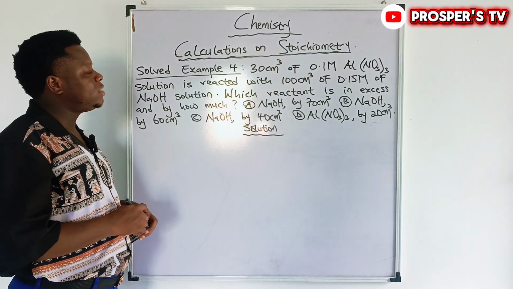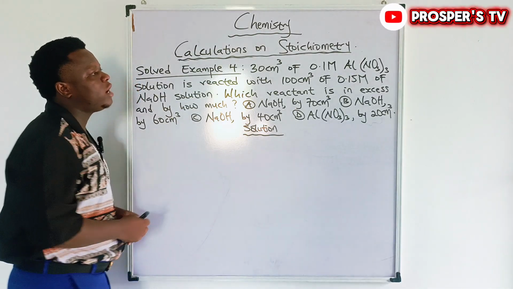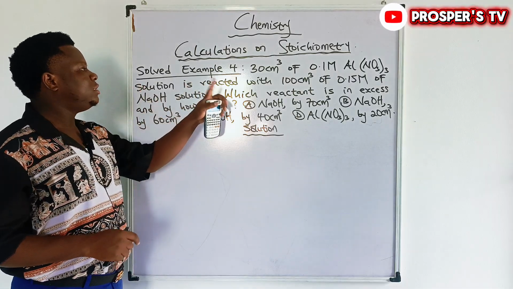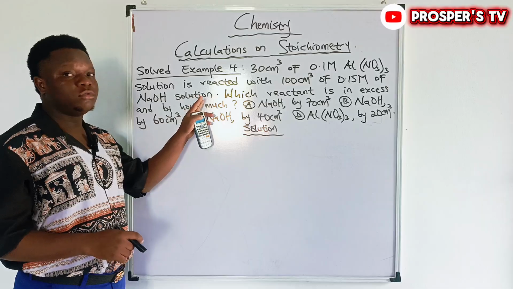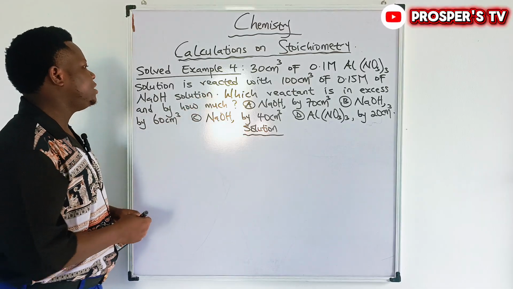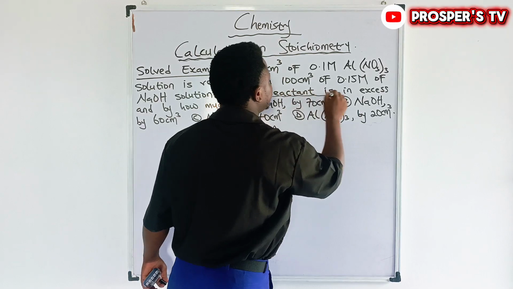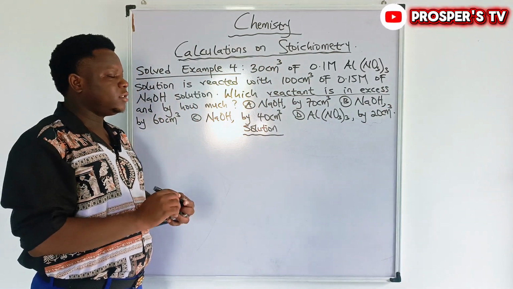All right, now let's look at this question together. It says 30 centimeter cube of 0.1 molar solution of aluminum nitrate is reacted with 100 centimeter cube of 0.15 molar solution of sodium hydroxide solution. Which reactant is in excess? So this question is asking us to calculate for the excess reactant.